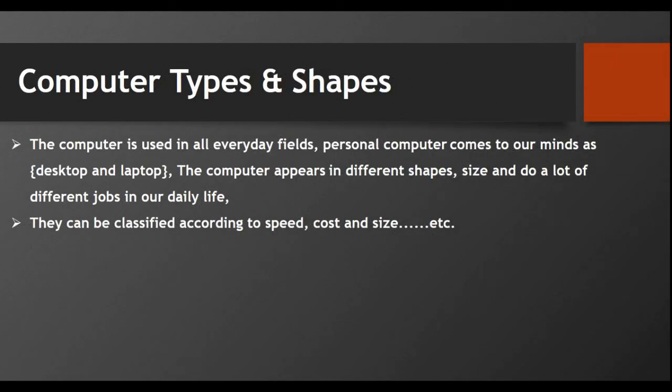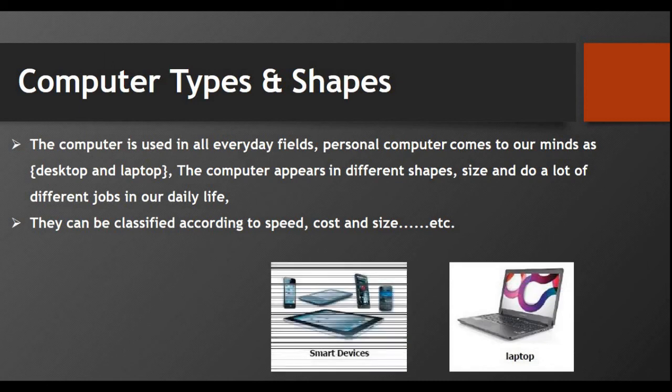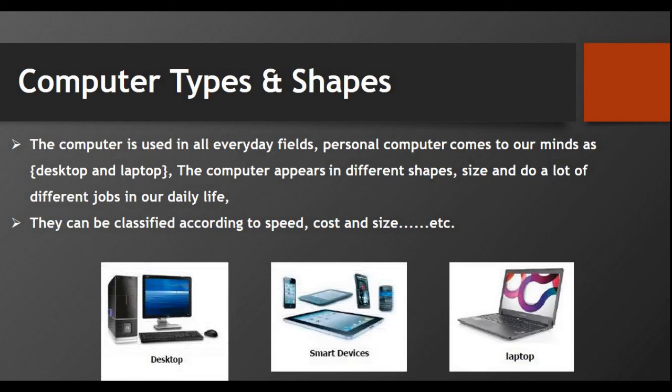Computer types and shapes. The computer is used in all everyday fields. Personal computers come to our mind as desktop and laptop. These are the two popular types of computer, desktop and laptop. The computer appears in different shapes and sizes, and does a lot of different jobs in our daily life. They can be classified according to speed, cost, and size. As we can see here, we have three types of computer, three shapes: laptop, desktop, and smart devices.